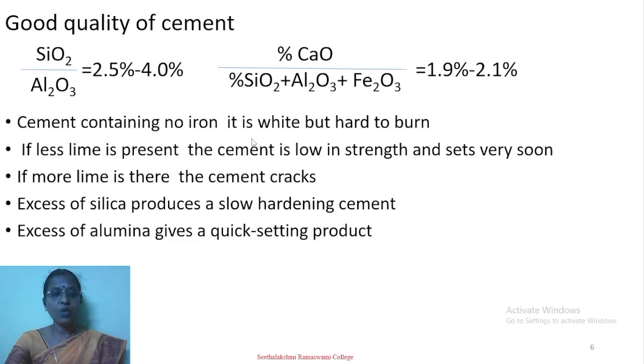Cement containing no iron is white but hard to burn. If less lime is present, the cement is low in strength and sets very soon. If more lime is there, the cement cracks. Excess of silica produces a slow hardening cement. Excess of alumina gives a quick setting product.